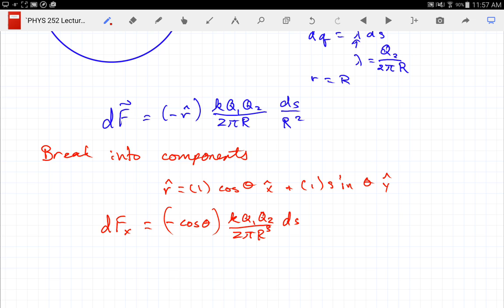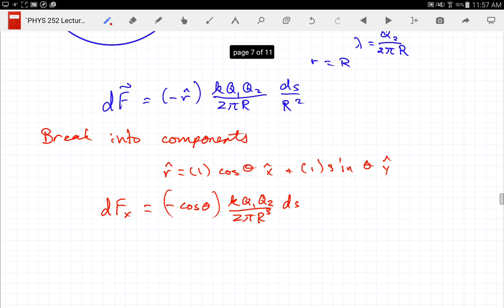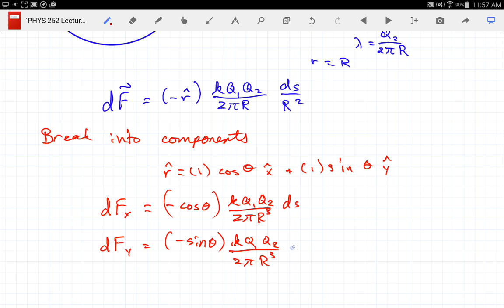did I hear a question somewhere? No, okay. And dFy is equal to minus sine theta k q1 q2 over 2 pi r cubed ds. Okay, so now I've broken these up into components. What remains? Doing the math, probably.